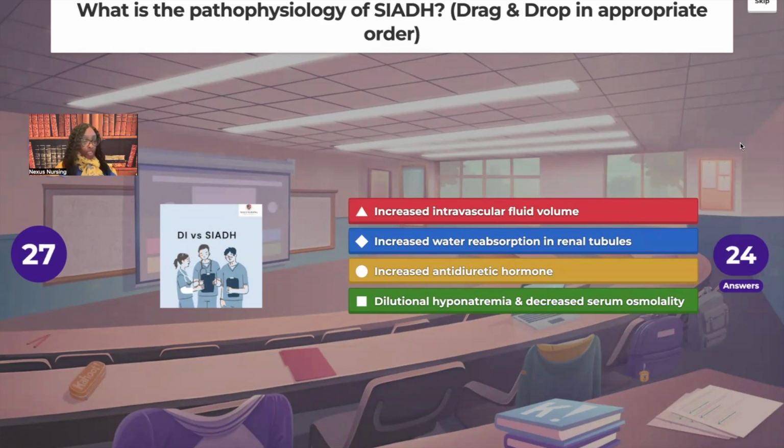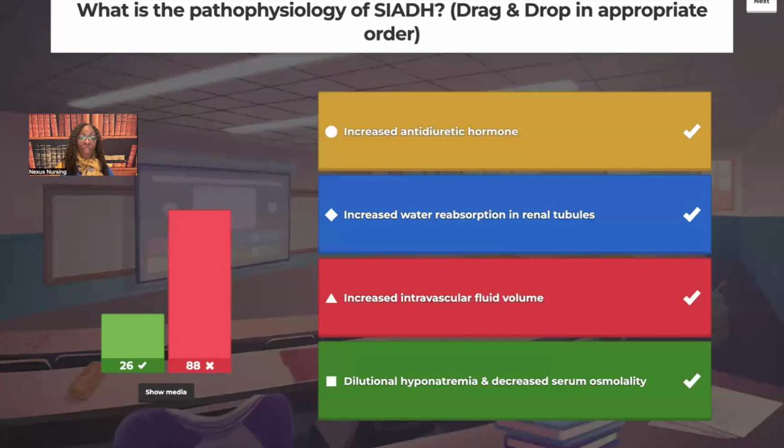Can't read the last option? Oh, I'm sorry. There you go. Sorry about that. The last option says dilutional hyponatremia and decreased serum osmolality. Only 26 of you guys got this correct.